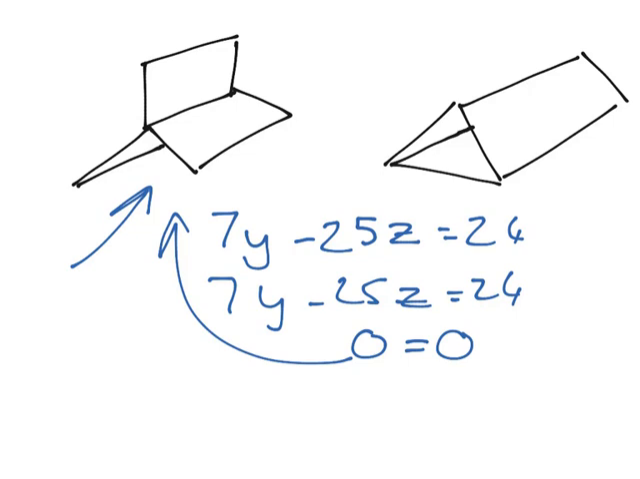If we had 0 equals some number which isn't true, which is impossible, that would mean we were dealing with this situation here. I hope that was helpful.